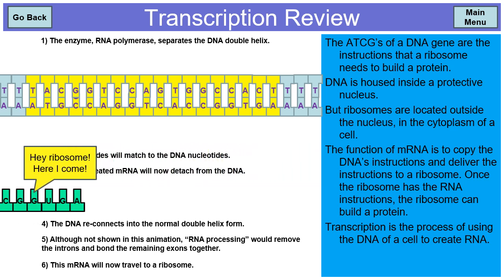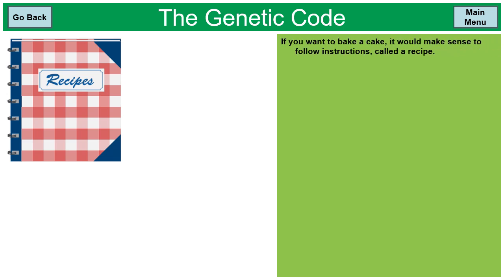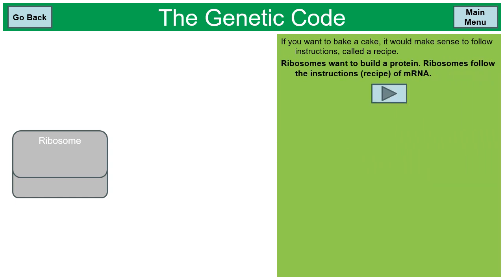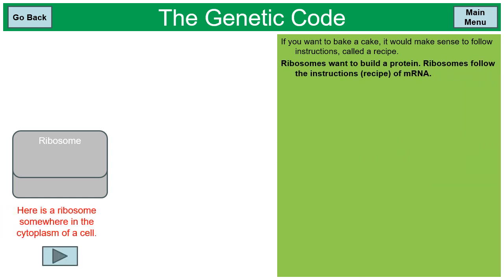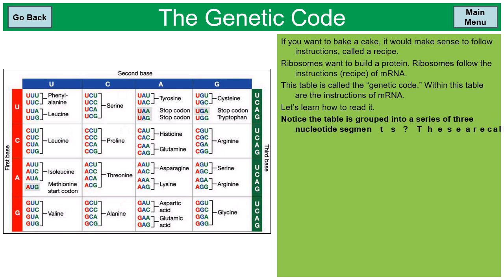Now that we're going to the ribosome, we're going to shift focus to the genetic code. The ribosome wants to build a protein. And we're going to learn how to read this table here, the genetic code. The table is grouped into segments called codons. That's a codon, that's a codon, that's a codon.